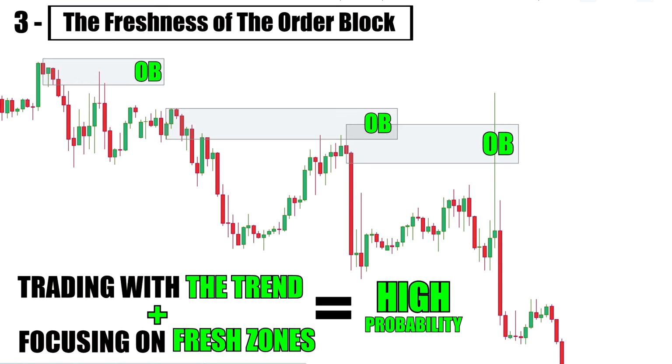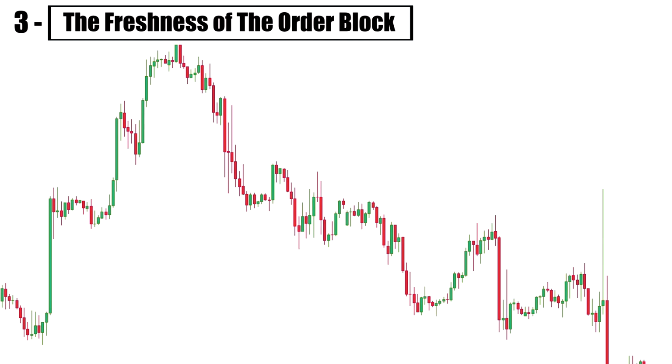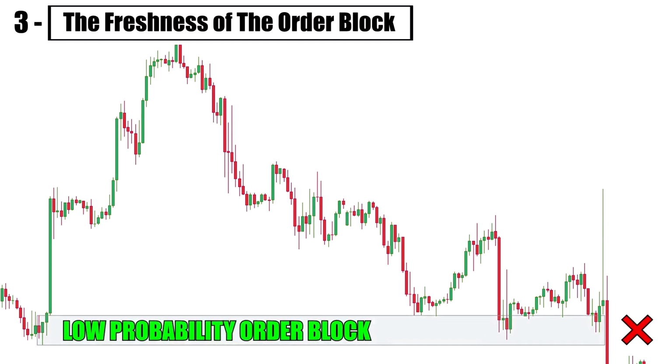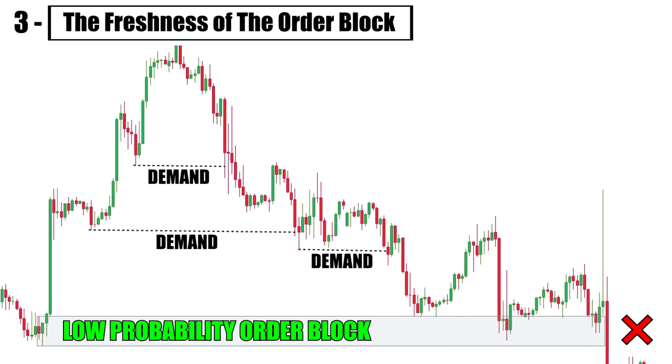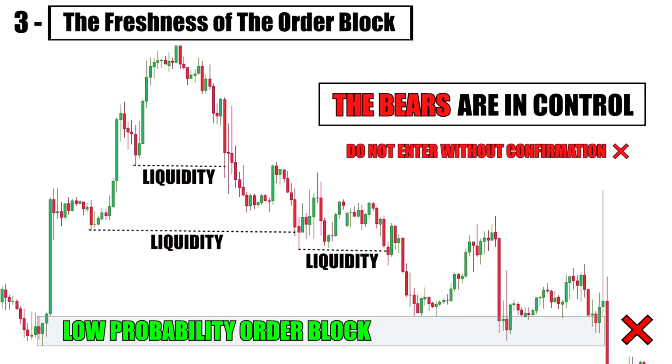Now, let's look at a different type of scenario. In this example, we've identified a valid order block zone, but before price even reaches that level, we can see the market forming multiple demand zones and breaking right through them on the way down. Some traders might interpret this as a series of liquidity grabs and place buy orders at the order block. But in reality, what's happening here is that supply is clearly in control. So blindly entering on this order block without confirmation is a risky move that could lead to a loss.